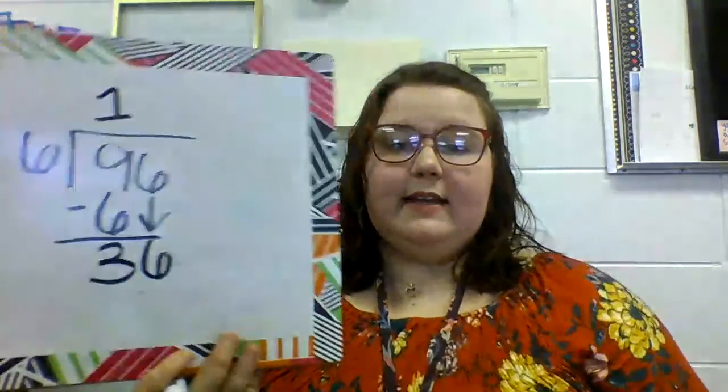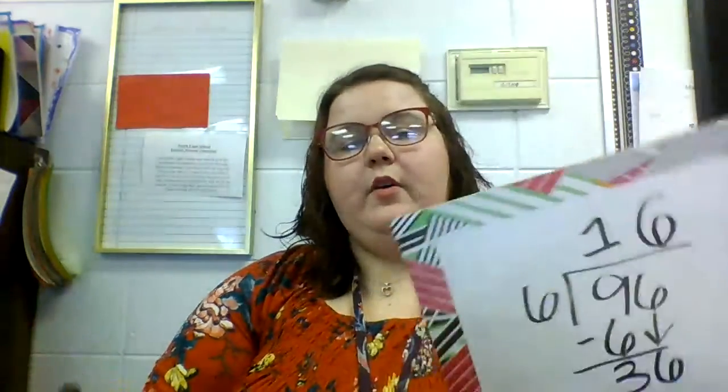Then it says anything to bring down. Yes, there is. I bring my 6 down. So now 6 goes into 36 how many times? Well, 6 can go into 36 6 times because 6 times 6 is 36. So I'm going to write a 6 on top. So I know 6 times 6 is 36, so I'm going to subtract 36. And I do not have a remainder. So 96 divided by 6 is 16.